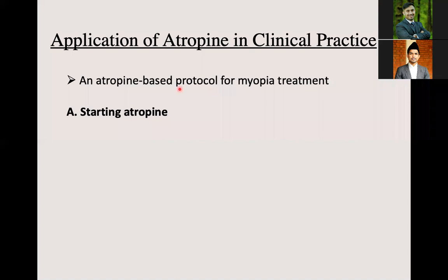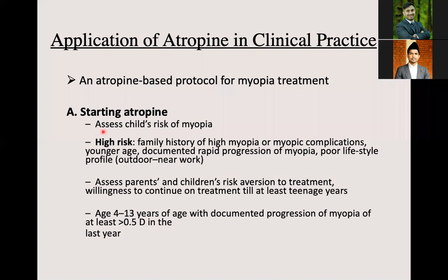Before starting atropine, first of all, we assess the risk of the child, and we categorize them as high, moderate, or low risk, isn't it? In high risk children, we look at the family history of high myopia or myopic complications. We see the child's age. We see the documented rapid progression of myopia. We document how the myopia is increasing.